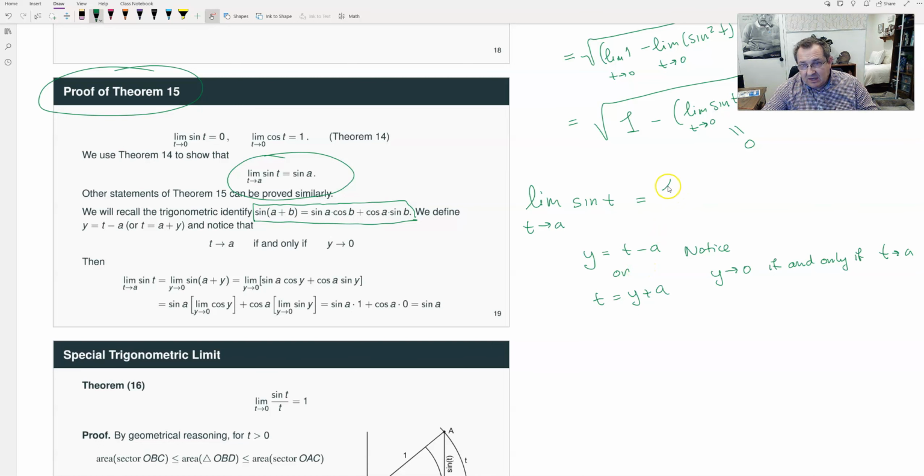So if that's the case, then we can replace limit as t goes to a with limit of y going to 0. And instead of t, we will now write y plus a. So we completed the substitution of variable in the limit. T equals y plus a. Every time I see t, I put y plus a. And every time I see t goes to a, I can now put y goes to 0. Very good. So let me continue. We're almost done. Let me shift to the right so that we can finish that exercise.